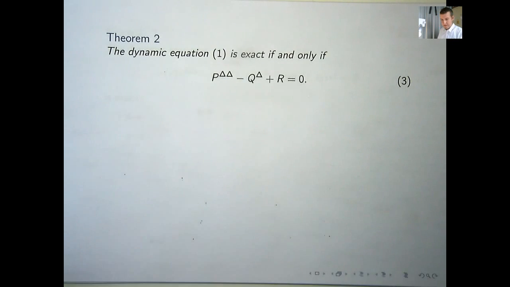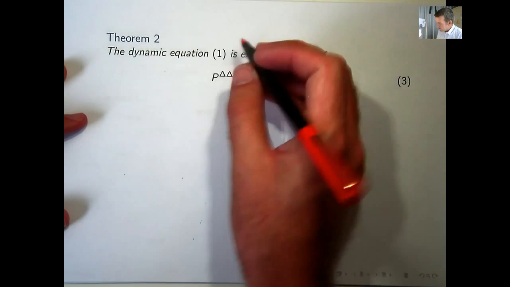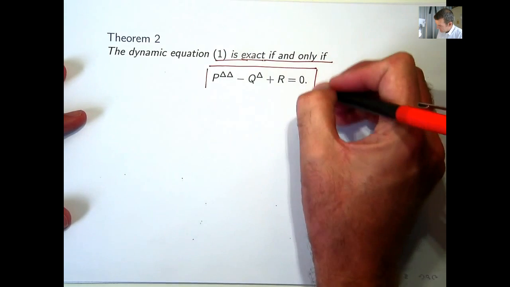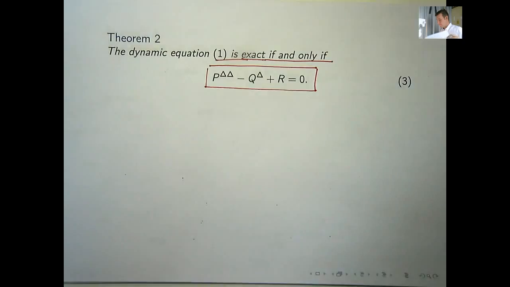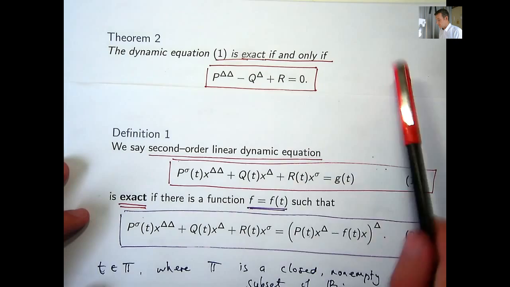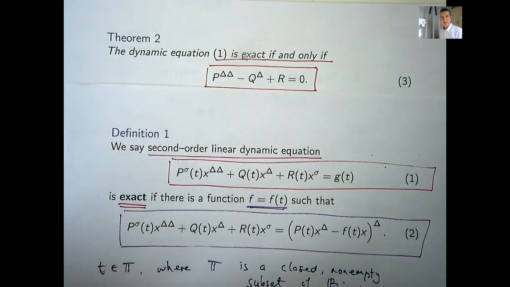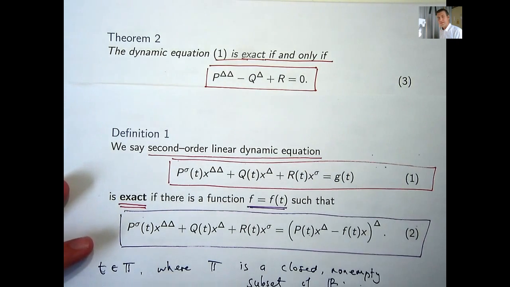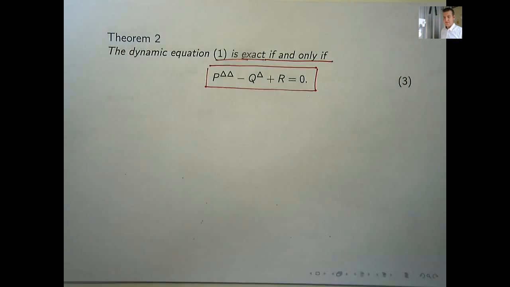Well, this is a reasonably nice result here. I've called it a theorem. It's probably a lemma, but the dynamic equation 1 is exact if and only if the coefficient functions, the P, Q, and R, satisfy this equation here, equation 3. So this result is both sufficient and necessary. It's a very powerful result. Now, throughout we're assuming that all these delta derivatives exist, but I just haven't noted all that down.